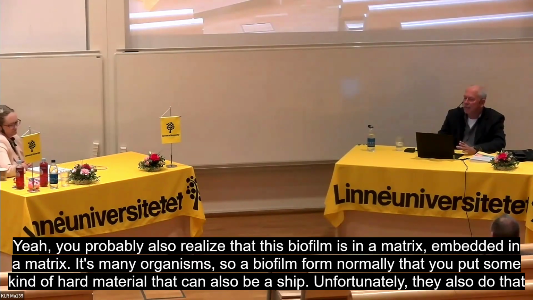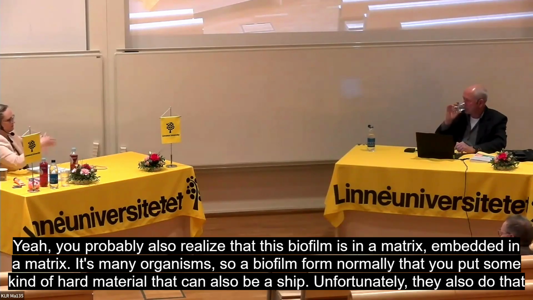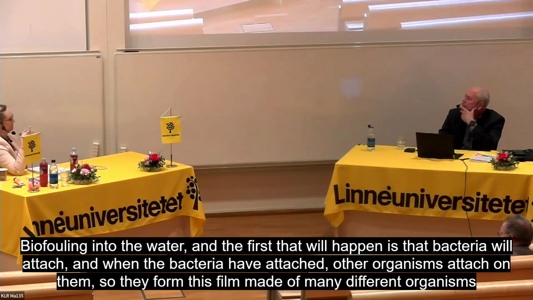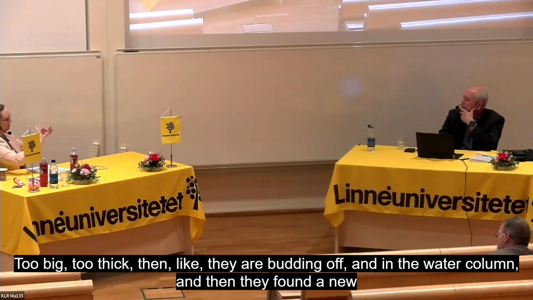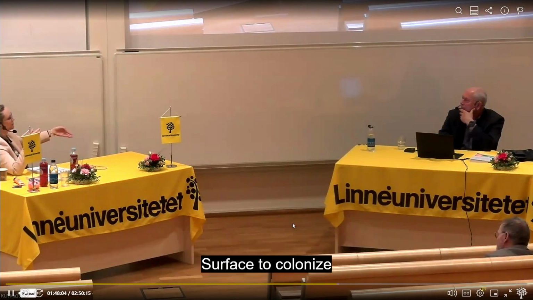Yeah, you probably also realized that this biofilm is embedded in a matrix. It's many organisms. A biofilm normally forms on some kind of hard material. That can also be a ship, unfortunately, biofouling in the water. The first thing that happens is that bacteria attach, and when the bacteria have attached, other organisms attach on them. So they form this film made of many different organisms. And when the biofilm gets too big, too thick, parts bud off into the water column, and then they find a new surface to colonize.